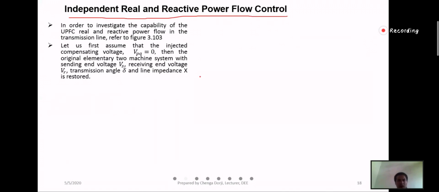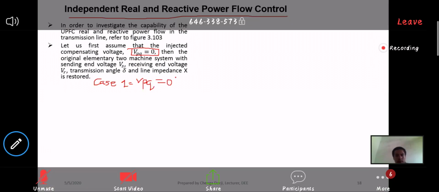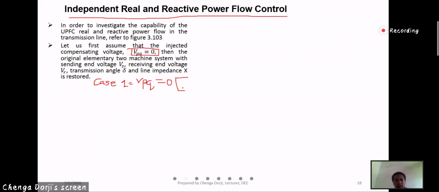Okay, so now case one, you can assume this first case. We will have two cases here. Case 1 is VPQ equal to 0. Means here what happens? This is your uncompensated case, no?